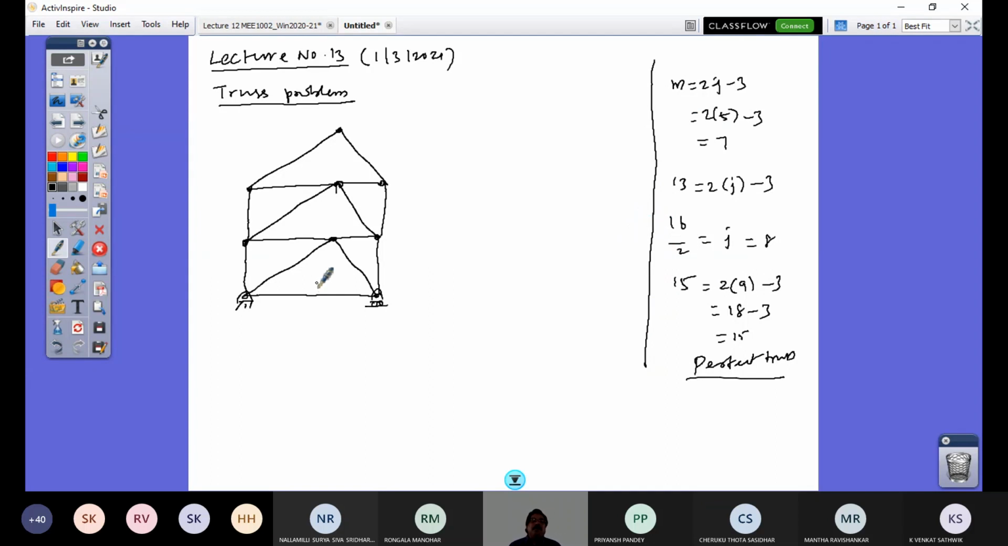So now this truss is loaded by horizontal loads. So what are those loads? Let me put them here. I have a 15 kilonewton load at this joint, and a 15 kilonewton load at this joint, and a 15 kilonewton load at this joint. Right? So these are the three 15 kilonewton loads.